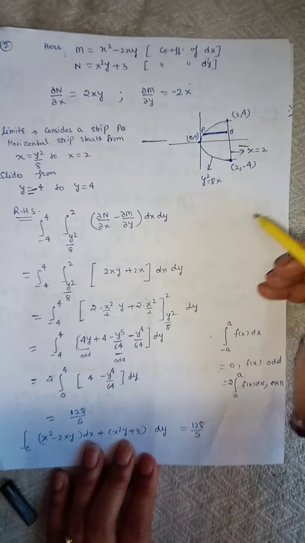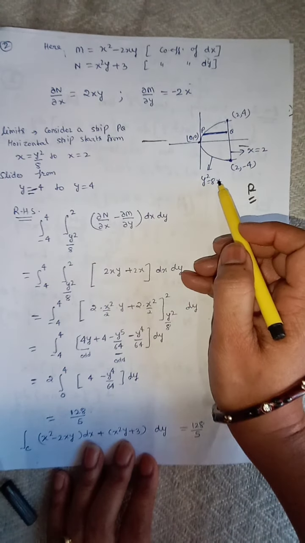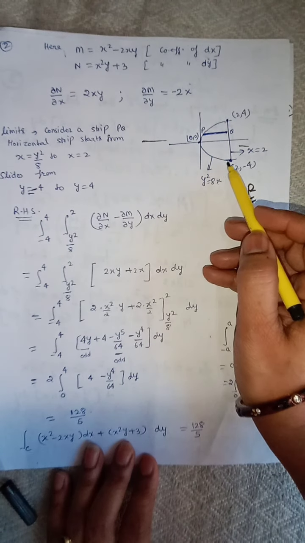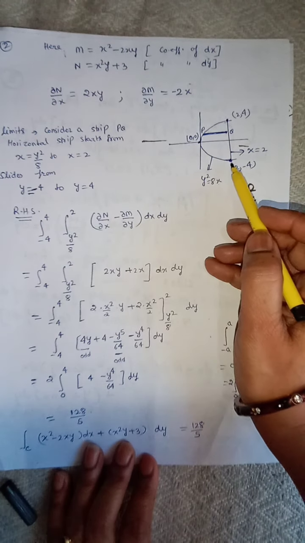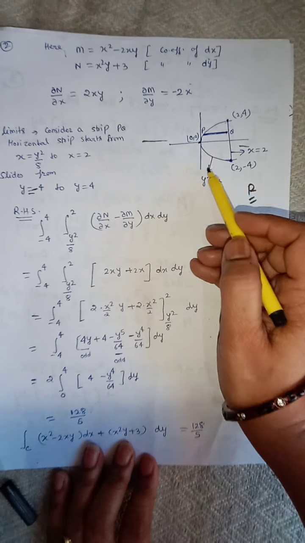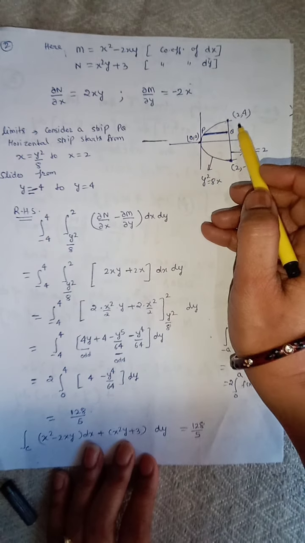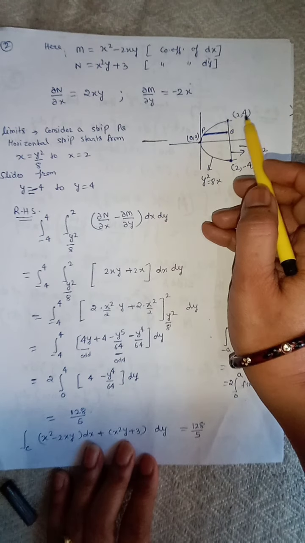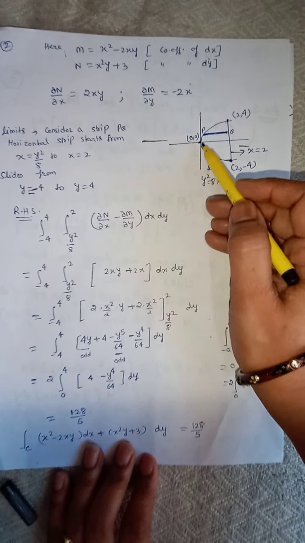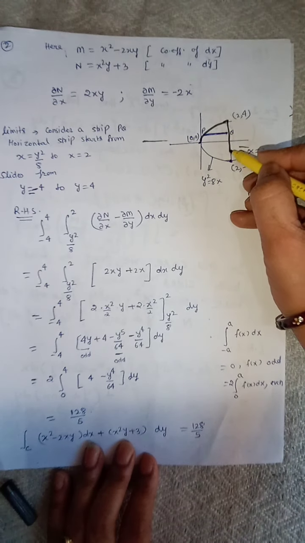Now this is our region R. The region is y square equal to 8x. So we draw y square equal to 8x and x equal to 2. So this is the line x equal to 2. This is the point (0,0), and this one is the point (2,-4). This is the point (2,4). So this is our region.